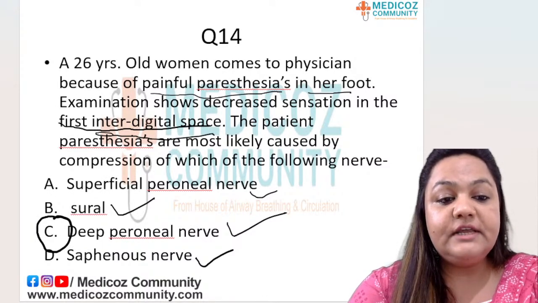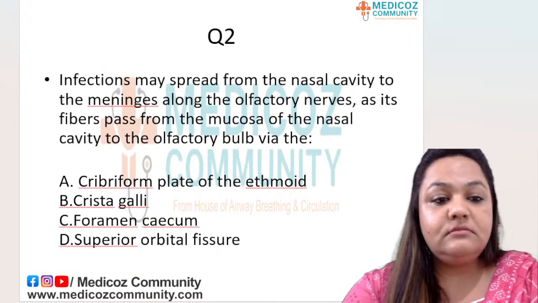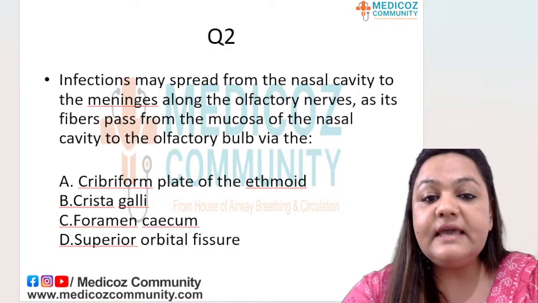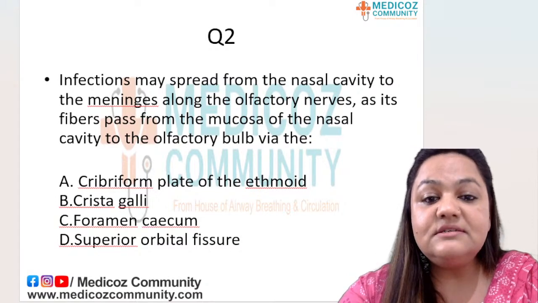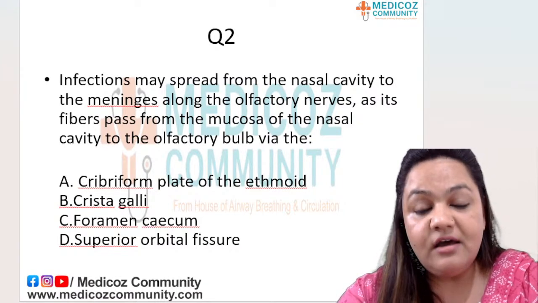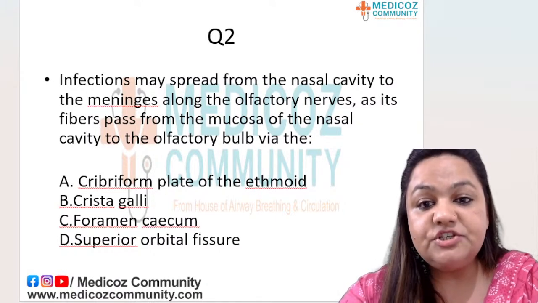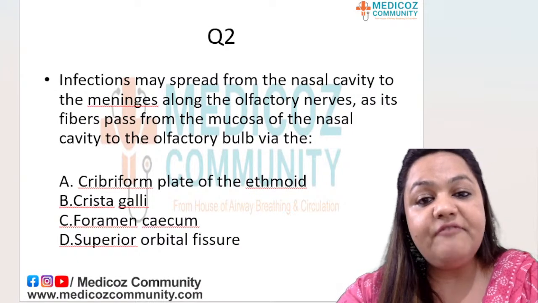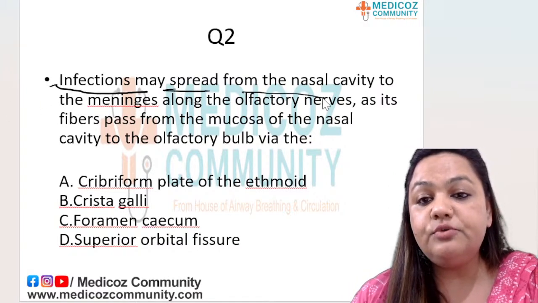Now we will proceed to the next question, question number 14. Infection may spread from the nasal cavity to the meninges along the olfactory nerves as they pass from the mucosa of the nasal cavity to the olfactory bulb via... So we just need to find out the passage from where the olfactory nerves enter the nasal cavity. Once we find that route, it will be obvious that the infection may spread through it.